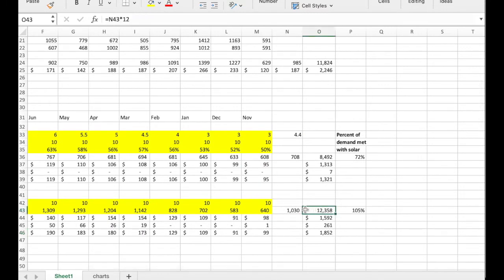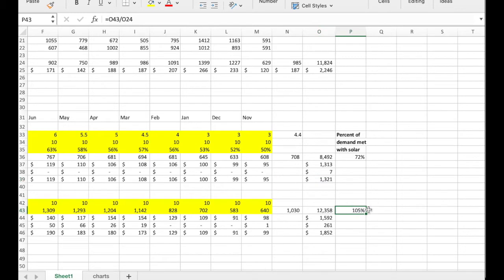It is estimating a total production of about 12,000 kilowatt hours per year, which is a little bit over our demand. So we're having a little bit of an overproduction in total. We're meeting about 105% of our demand, and our savings is going to be about $1,800 instead of $1,300.